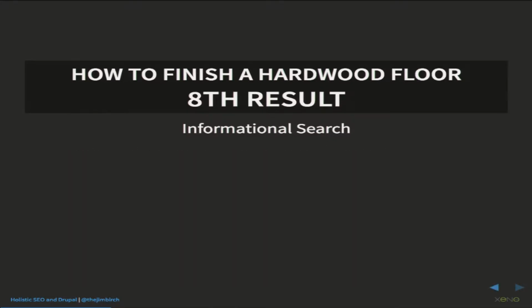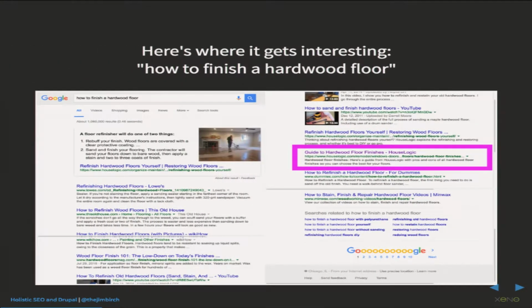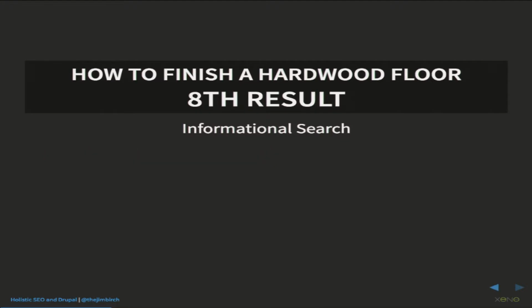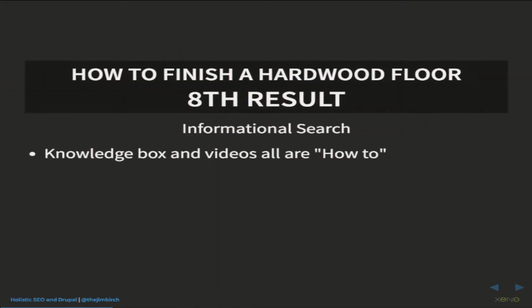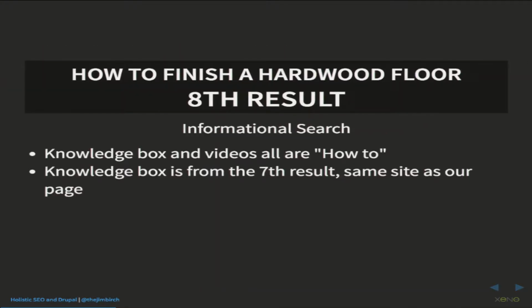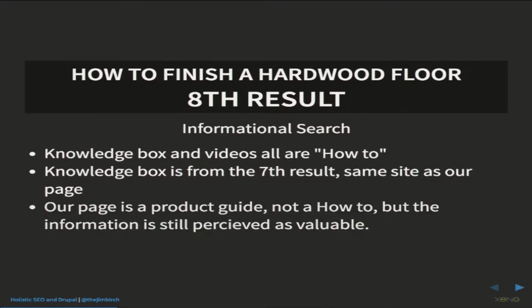The knowledge box that's on the page, that's this guy right here, where Google's pulling in content from a page. The videos on the page all have how-to in the name, and the other articles have how-to also. The page that the information in that box is pulled from is the same domain as ours. So the value of that article is probably playing off of the original search term that we're looking for. But this is Google saying that this is good information for us to have. It's related to the term. It's not exactly what we're looking for.